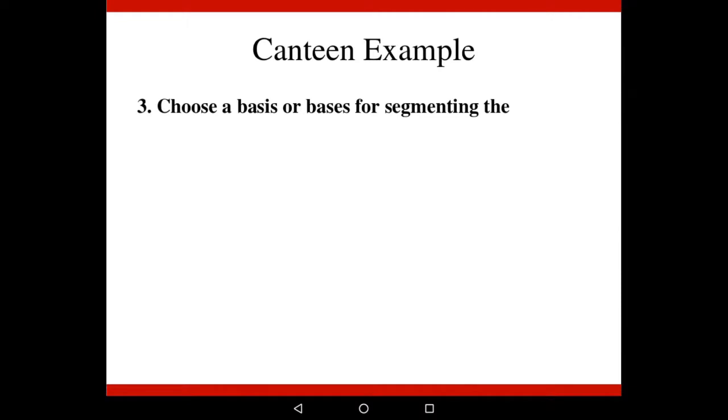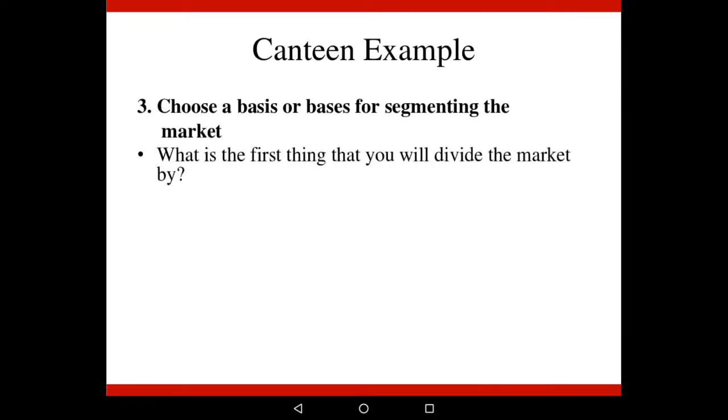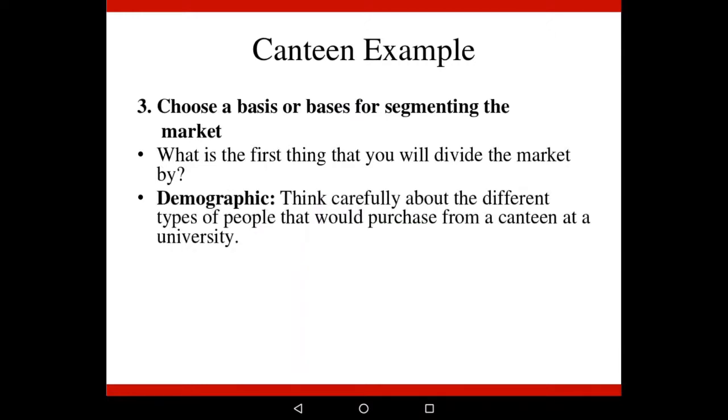Okay, so if we look at our canteen example, some of the bases we're going to choose. What is the first thing that you will divide the market by? If you had to think about a university canteen, what is the very first thing that you would use? Let's have a look. Think carefully, demographically, about the different types of people that would purchase from a canteen at a university. Think along the lines of demographics.